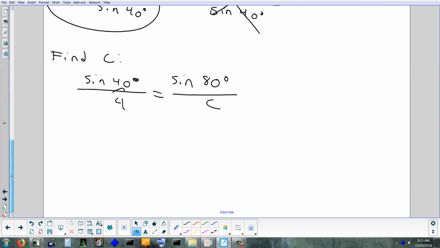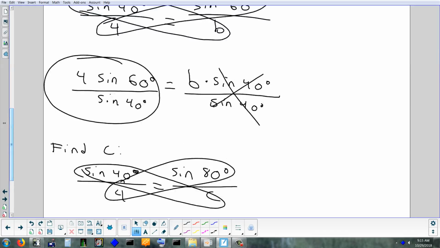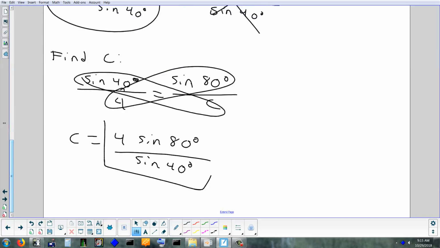Now we're going to cross multiply. I'm not really super concerned if you show the cross multiply step. I usually don't show this step in the middle. I just look at it and say, C is going to be 4 times the sine of 80. But then I'm going to have to divide by sine 40. It's exactly what I just did up above without showing the middle step. I would have 4 sine 80 equals C sine 40, but then I would have to divide by the number next to C. If you want to show that middle step, that's fine.